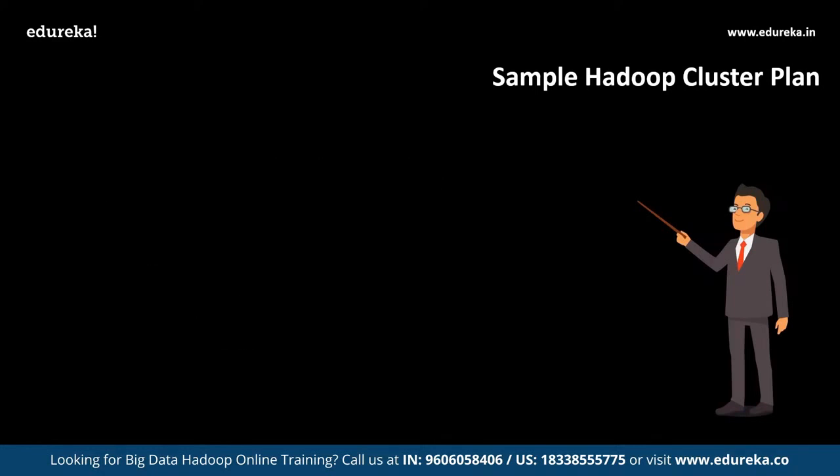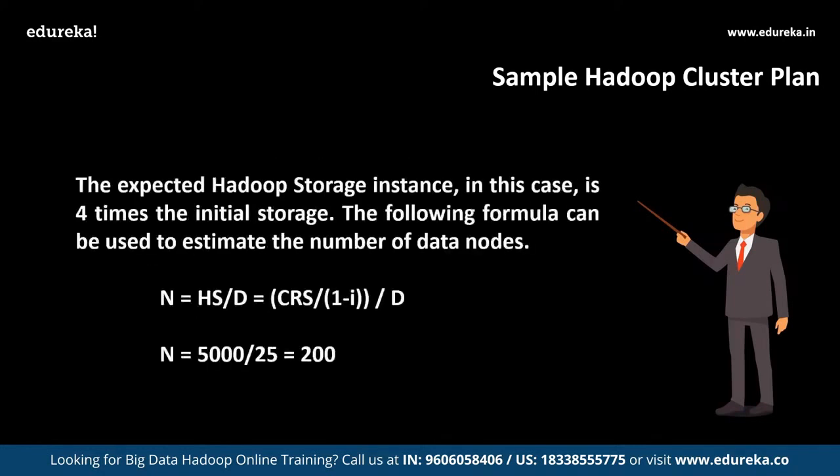The following formula can be used to estimate the number of data nodes, which is N is equal to Hadoop storage divided by D, which in turn results as CRS divided by 1 minus I, whole divided by D, where D is none other than the disk space available for each node.